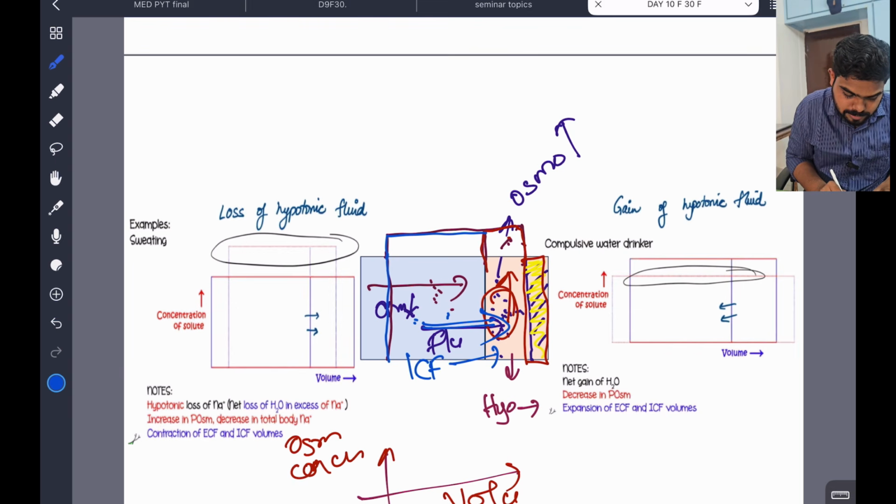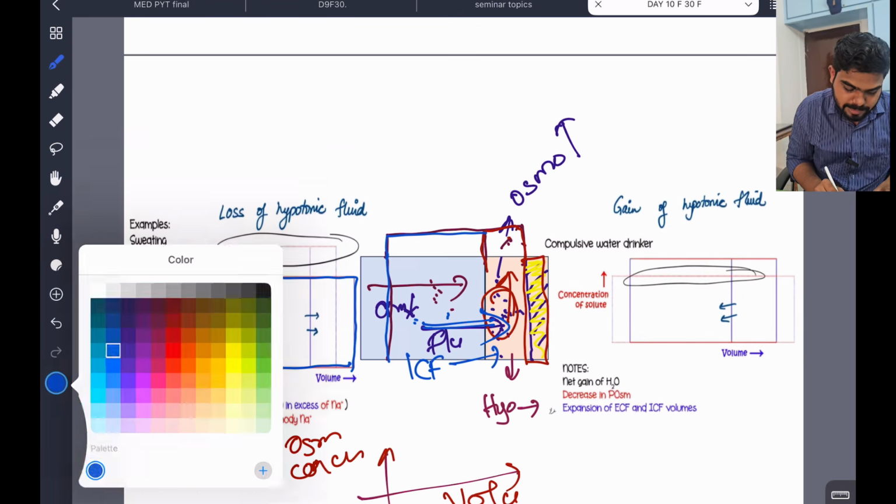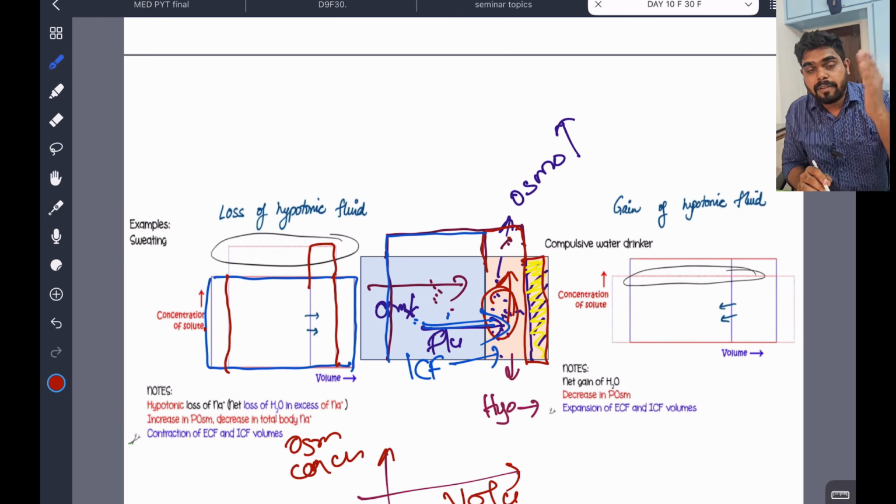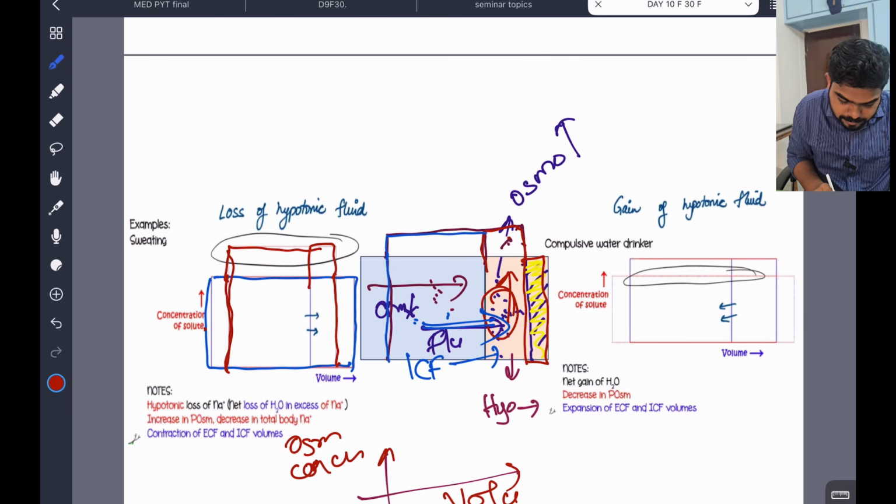You can see this is the normal graph in the beginning. But what happened later? Loss of hypotonic fluid. So volume came to here. Because of volume loss, osmolarity increases, concentration increases. Then this fluid is shifting from here, so volume reduced in the ICF, and the ICF volume went to the ECF. Osmolarity increases in the ICF. So the final graph will be like this. We will discuss in the final layer.